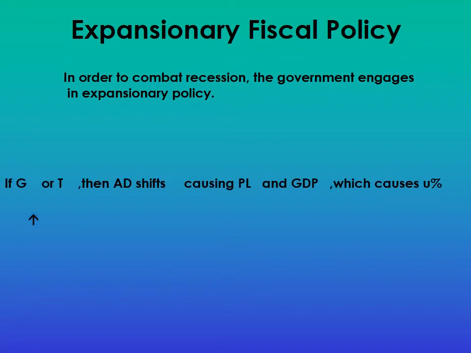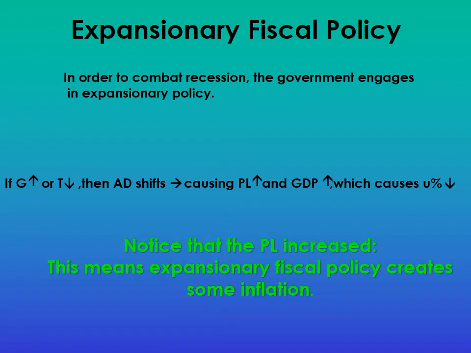So if government spending increases and taxes decrease, our aggregate demand will shift to the right. That's going to cause our price level to rise, and our real GDP is going to rise as well, which will cause our unemployment rate to fall. Of course, we know one of the worst things about a recession is that we have a high unemployment rate. So you'll notice that the price level increased.